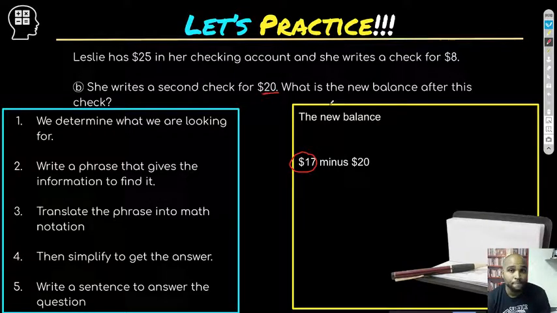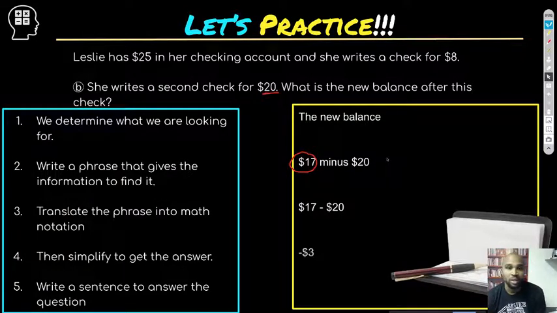What's going to happen? I've done it before. Don't do it. Leslie, don't do it. I think she's going to do it either way. Actually, I know she is. So she did that, 17. She took away 20. Is that possible? You don't have $20 in there, Leslie. What are you doing? Well, the bank knows that too, and you end up with negative $3 in your account. Negative $3.